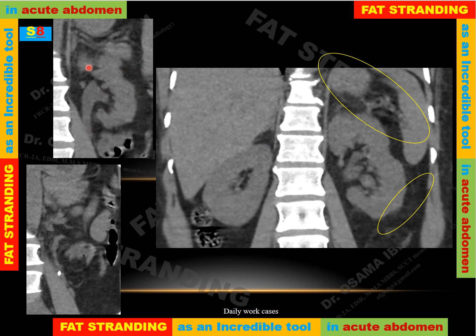If we look at this image, we can see dilatation of the left renal pelvis and the proximal part of the ureter. And if we scrutinize the ureter, we can find this high density stone at the proximal third of the left ureter. So this fat stranding surrounding the left kidney represents obstructive uropathy.